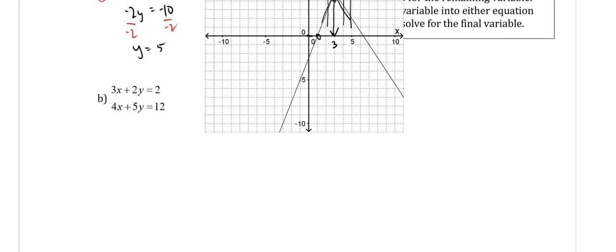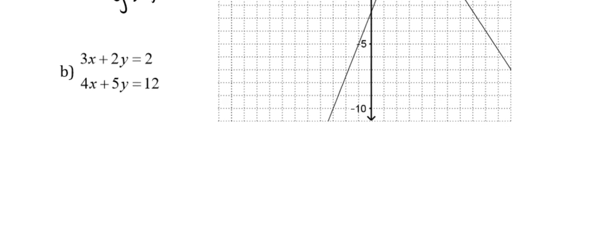Okay. All right. So I said I would do another one. Let's do this one quickly. Remember the first step, I'm looking at the coefficients of x and the coefficients of y, and neither of them line up. Neither of them are the same. 3x and 4x, not the same. 2y and 5y, not the same.